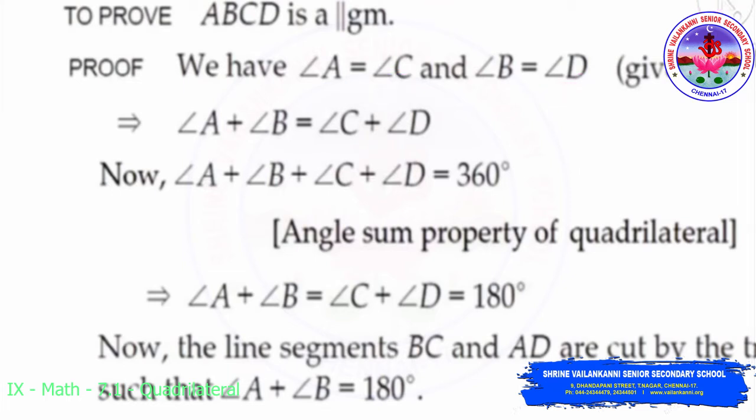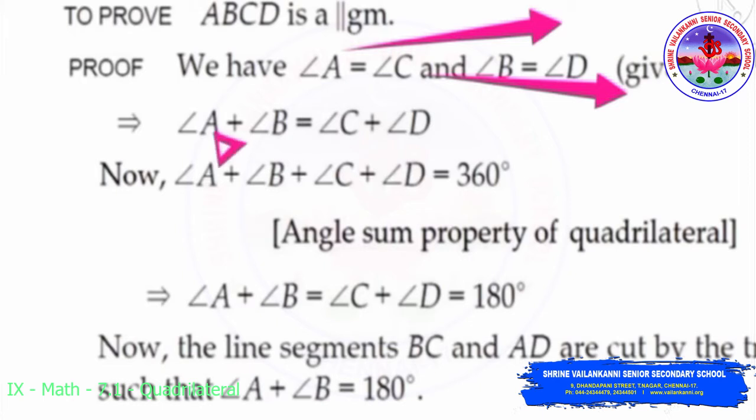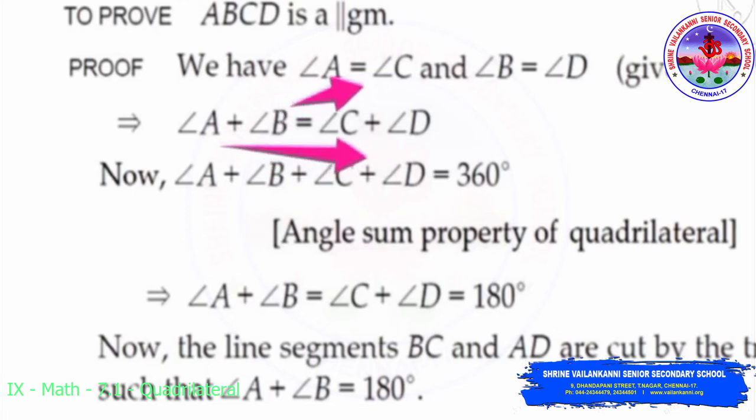I am going to add angle A with angle B and angle C with angle D from these two equations. So I will be writing angle A plus angle B and angle C plus angle D. If equals are added to equals, then the wholes are equal to each other. So I got angle A plus B is equal to angle C plus angle D.